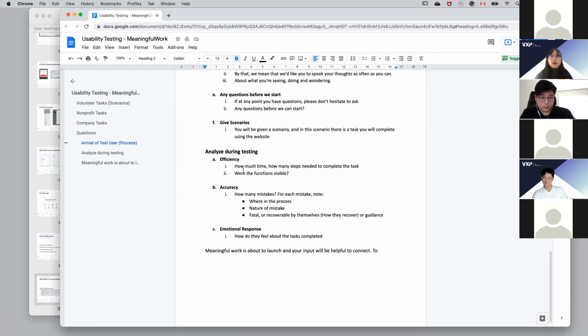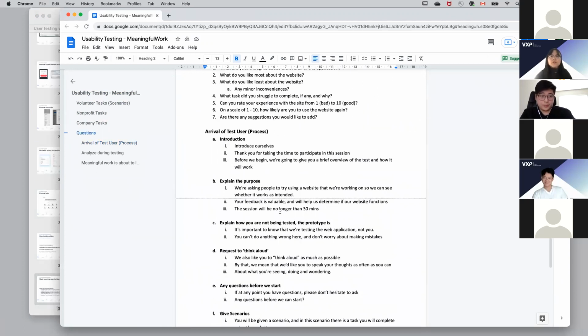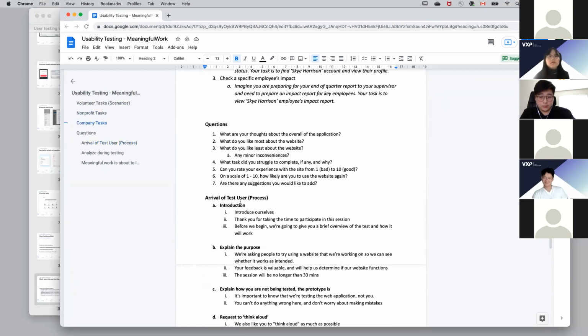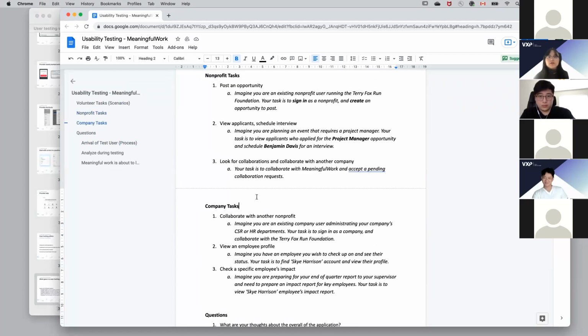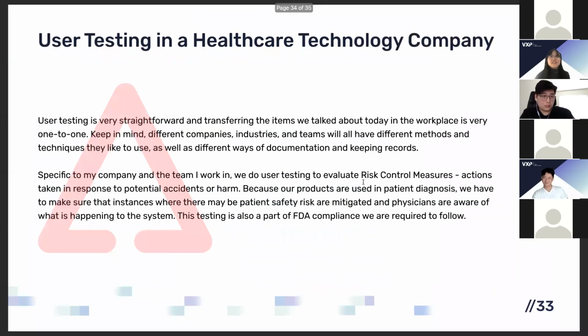And of course, you would have efficiency, emotional response, satisfaction. So what are you trying to look for during the user testing? So this is an example that we had for the user testing plan. But of course, you are not going to need every part of it. This is simply one of the examples. It could look very different, depending on the specific case. So yeah, it really depends on your plan. So that's that. Okay, moving on.